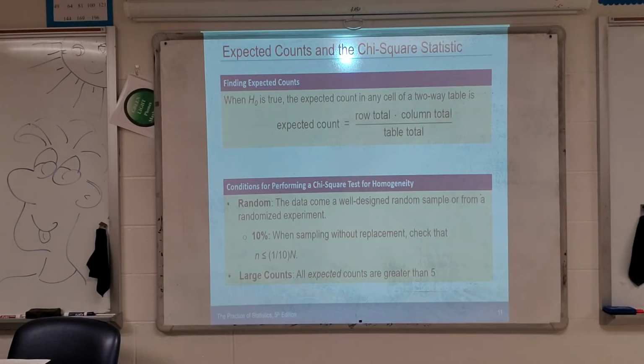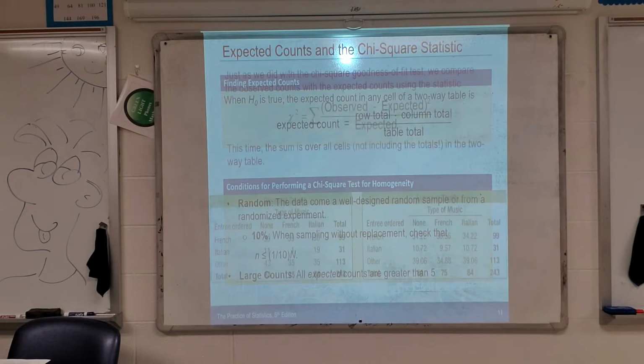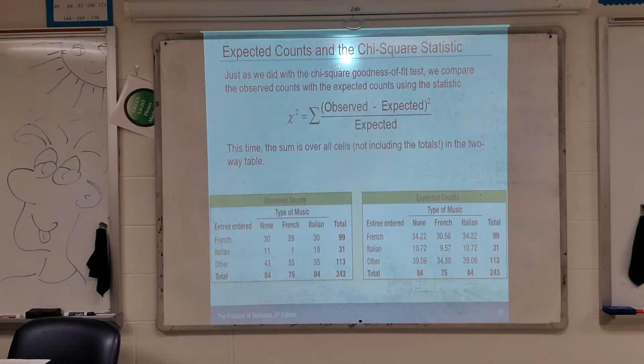You've got to check your conditions before performing this chi-squared test. You've got to make sure the data comes from a random sample or randomized experiment. When sampling without replacement, you have to check the 10% condition: your sample size needs to be less than 1/10 of your population size. And all expected counts have to be greater than 5. That one stays the same. All these are the same conditions from the last section. But you'll have to find that expected count for each cell. And just as we do with the chi-square goodness of fit test, we compare the observed counts with the expected counts using this statistic.